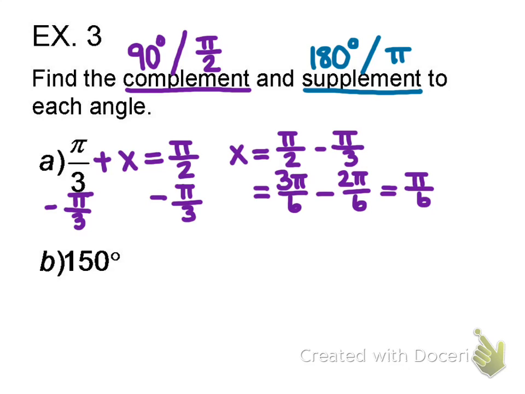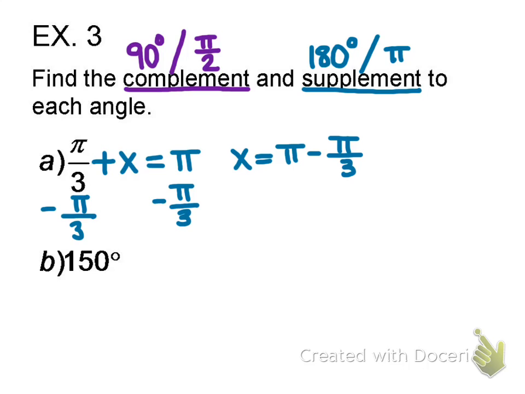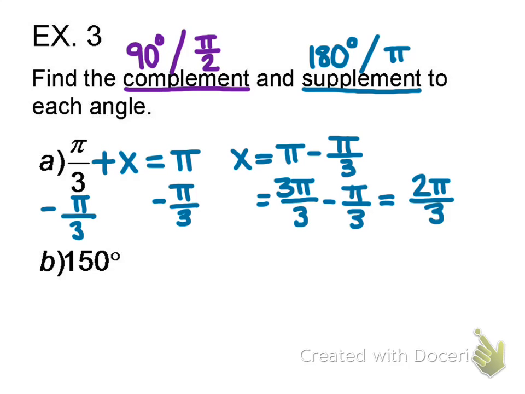Okay, so now we're going to do the supplement. So pi over 3 plus some other angle equals pi. This time we're going to subtract pi over 3 on both sides again. So this time our angle has to equal pi minus pi over 3. So common denominator, pi is going to change to something over 3. Well, that's going to be 3 pi over 3. So 3 pi over 3 minus pi over 3 is going to be 2 pi over 3. So 2 pi over 3 and pi over 3 are supplementary angles. They add to equal pi.